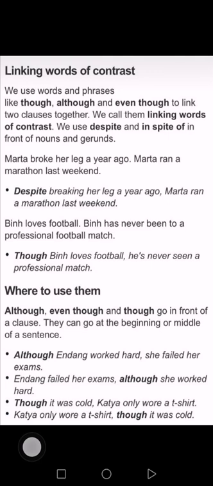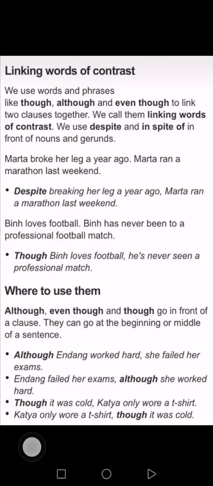We will need a clause. What is a clause? A clause is any group of words that has a subject and a verb. These words are used to show contrast. What does that mean? That means within that one sentence you have contrasting ideas, like positive and negative.